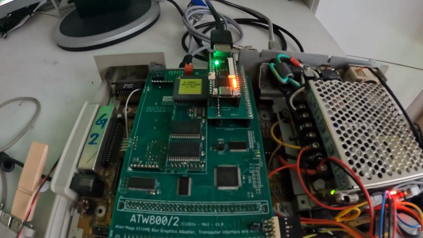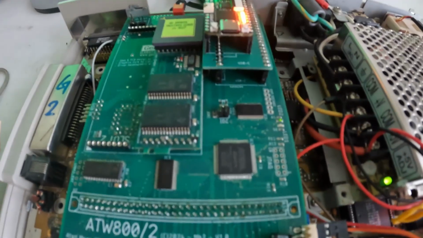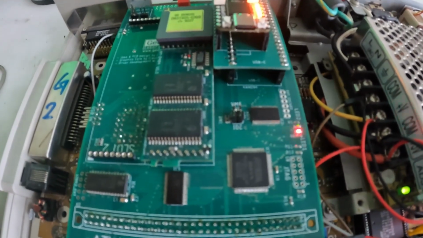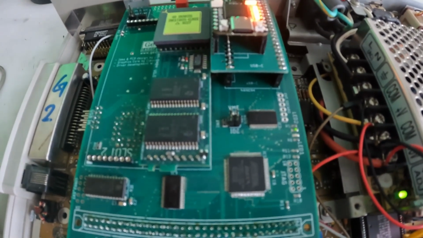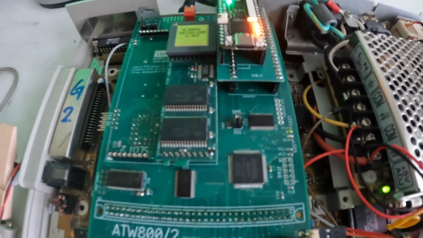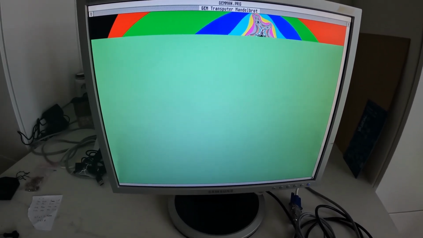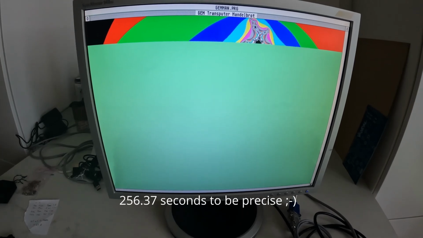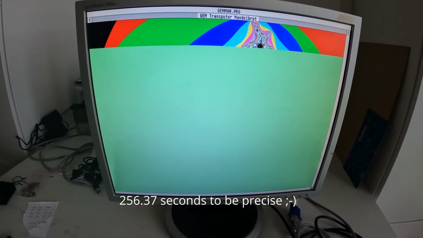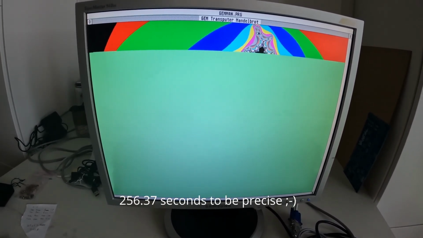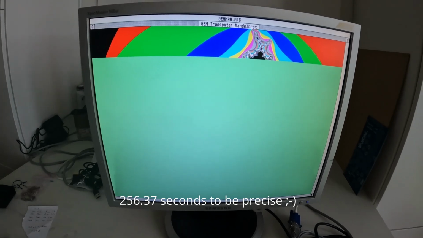To see, there's an LED, the red one, which is showing that there is data coming from the transputer to the system, which then goes over the bus and back to the Nano displaying it. I'm not filming the whole calculation, which takes about 200 seconds. And as said, the problem here is that GEM is just very slow in plotting.